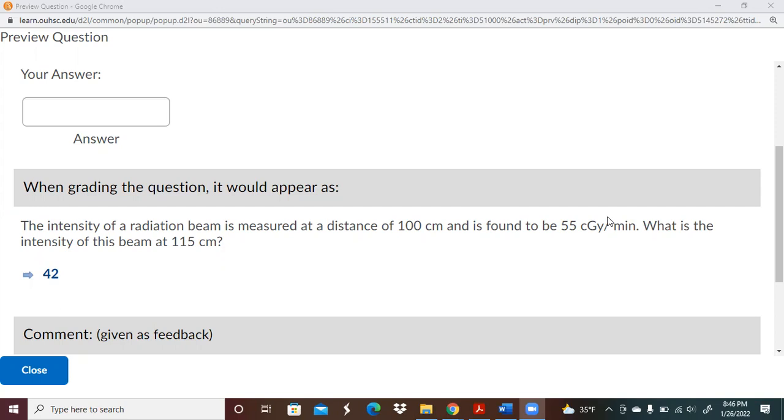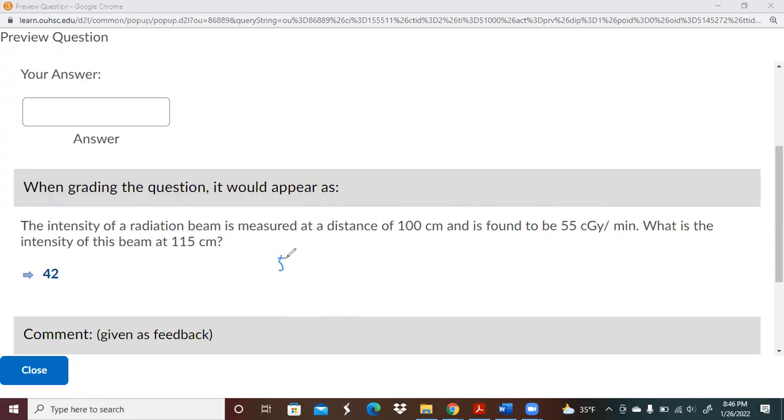And what is the intensity of this particular beam at 115? This is going to be another one of your questions that could be on the board. So that's why we need to go over this. How do we deal with this? Since we're moving from an SSD of 100 to 115, the answer, which in this case is 42, should be lower than what we have here, which is 55. So how do we come up with that?